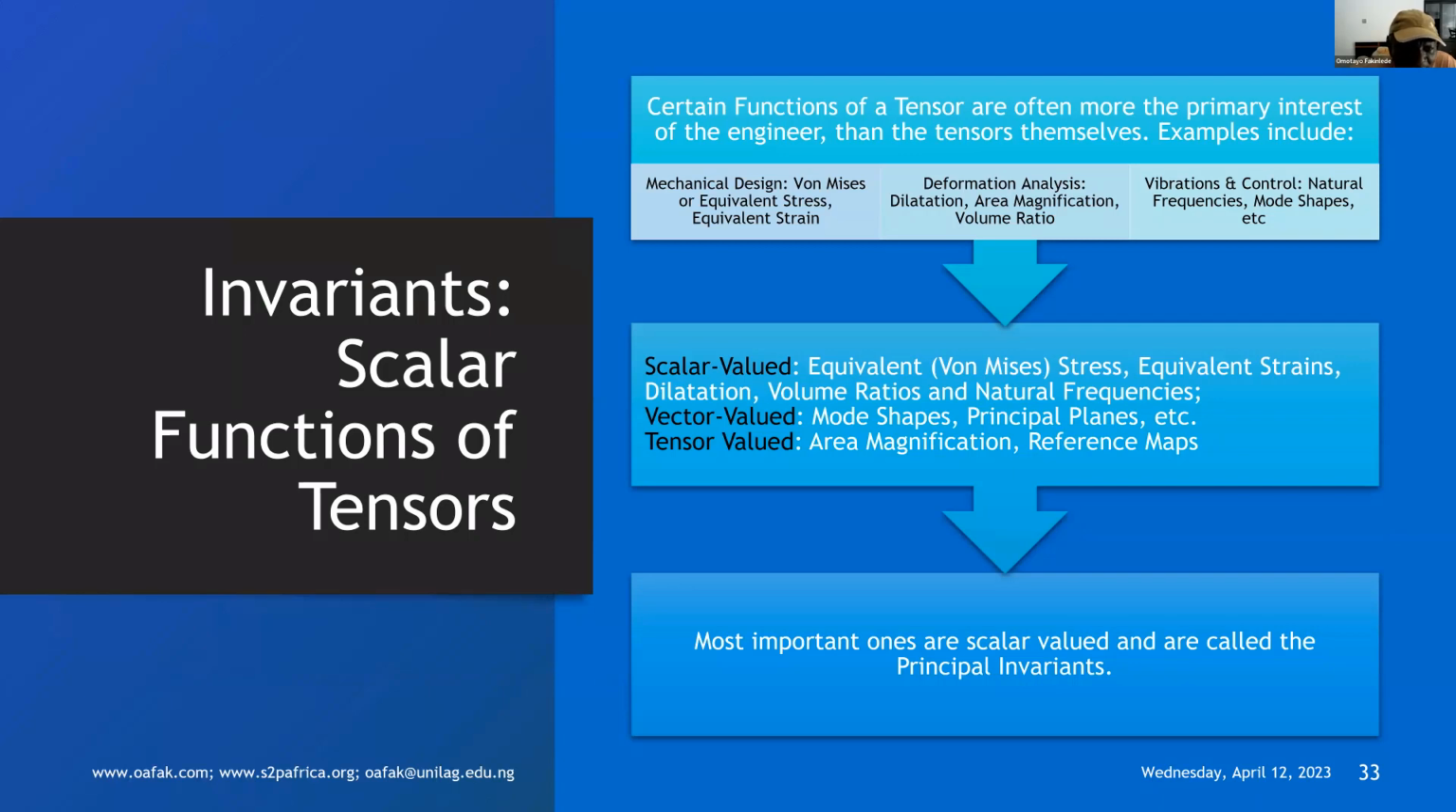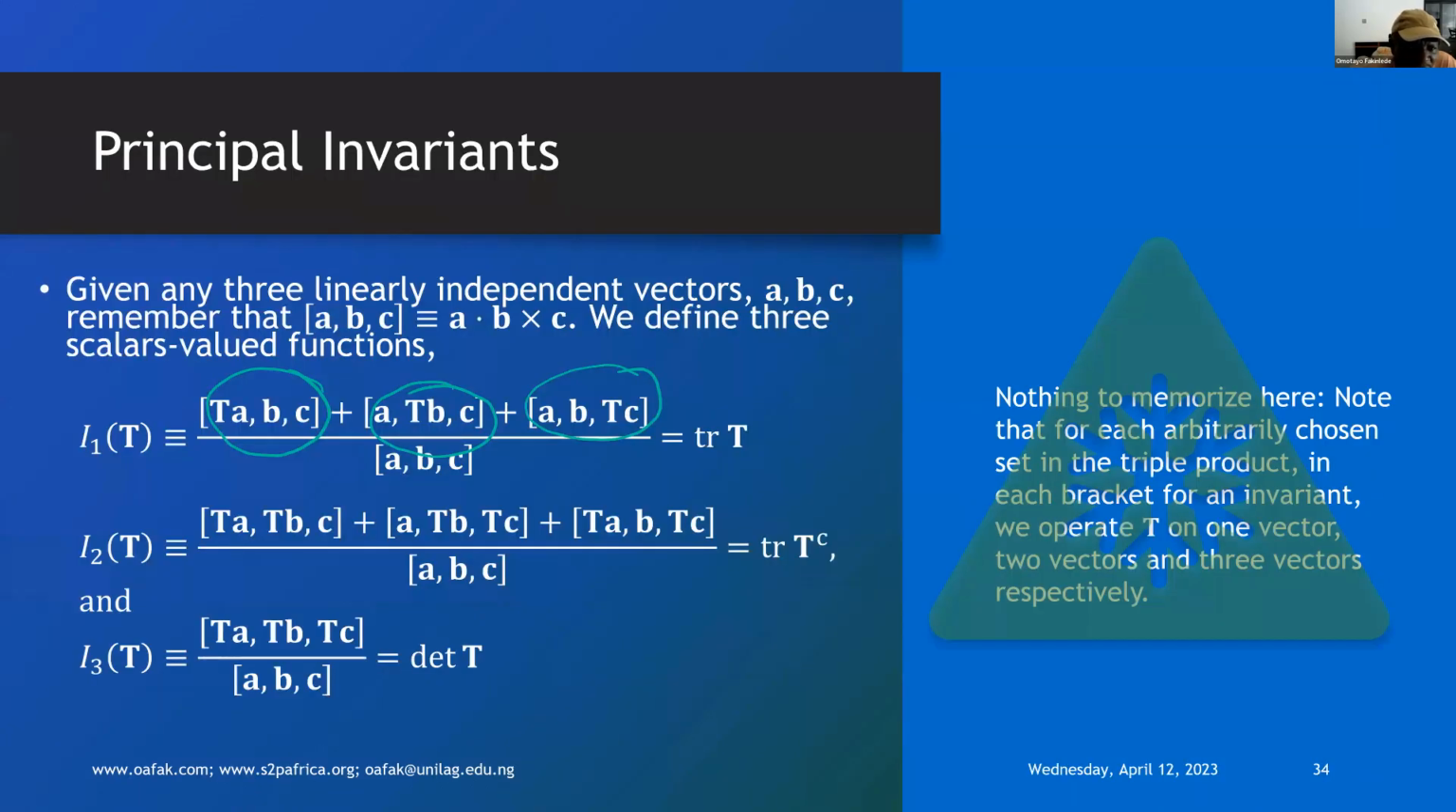The three of them are the first, second, and third invariants. And the first invariant, we call it the trace of the tensor. The second one is the trace of its cofactor. And the third one is the determinant of the tensor. I'm going to ask you a question shortly on this page. I will bring this page back later, and I'm going to ask you a question on it.